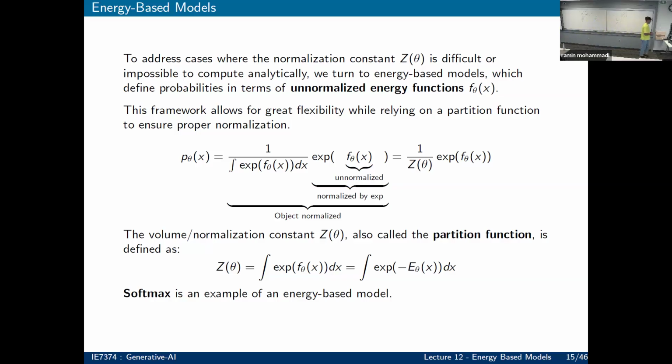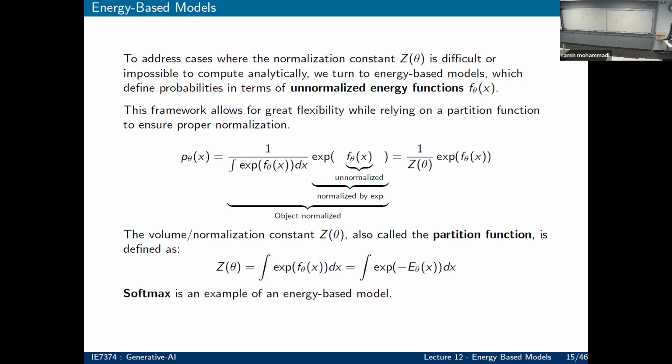So here, this is the unnormalized model that you have, the neural network. This becomes normalized by the exponential, and this becomes normalized overall. This basically guarantees that this will sum to 1.